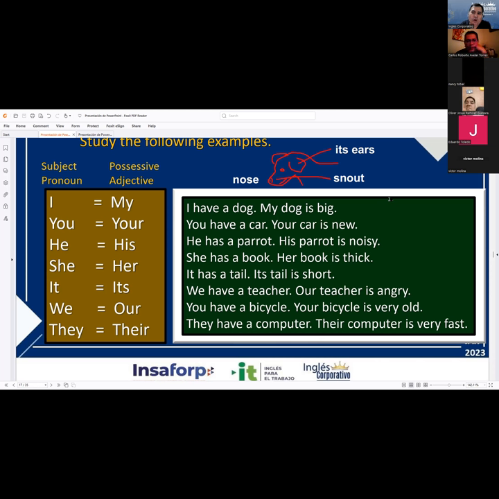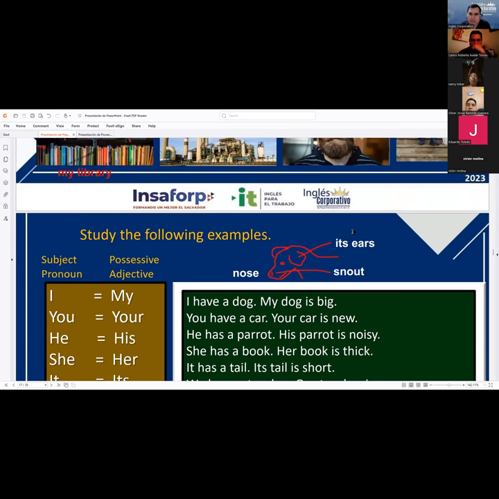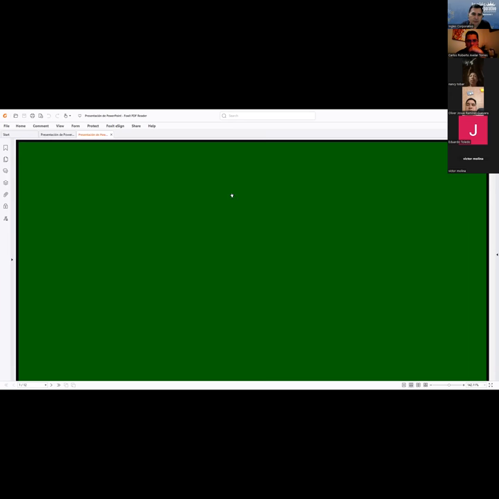We have a store. Our store sells groceries. Our store sells rice, sugar, beans, coffee, salt, sugar. We have a store. Our store. So, possessives. Okay, why is this important? We will see why this is important.